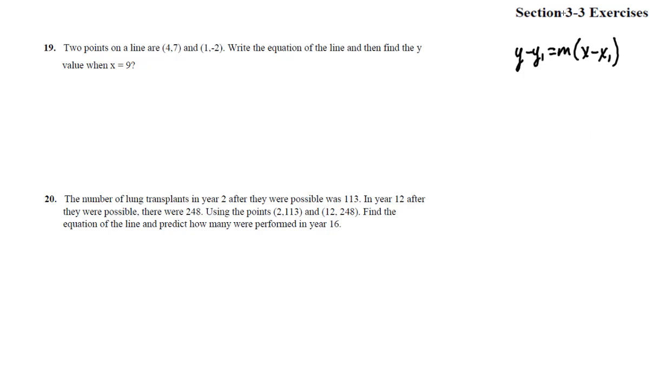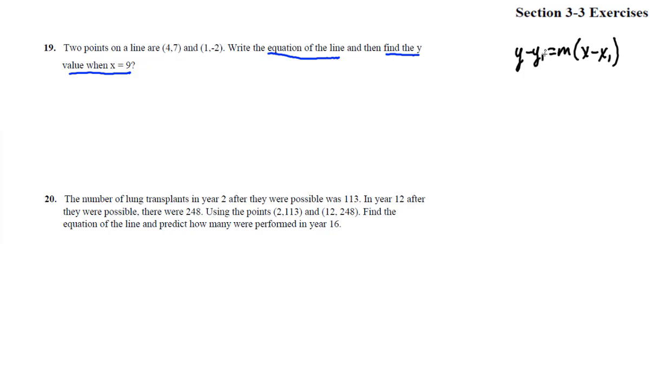Here we are in section 3-3 with exercises 19 and 20. Number 19, two points on a line are (4, 7) and (1, -2). Write the equation of the line. So we've got to get the equation of the line first, and then find the y value when x equals 9. Okay, how do we write an equation of a line?